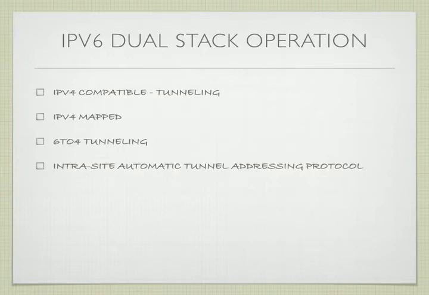There is a method called intra-site automatic tunnel address protocol, ISATAP. We love our acronyms. This technique is designed for when you have a dual capable device separated by IPv4. The nodes then use an IPv4 address and create a special tunnel on IPv4 between the two. This is another tunneling type method, but different in structure than the previous one.